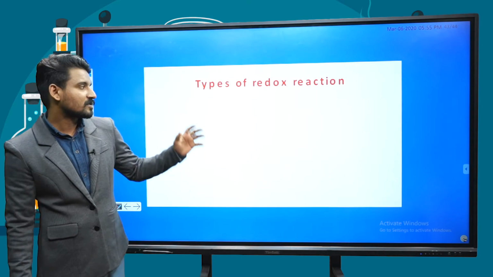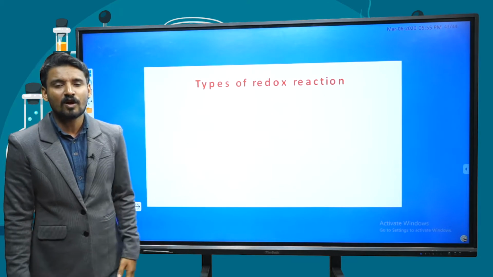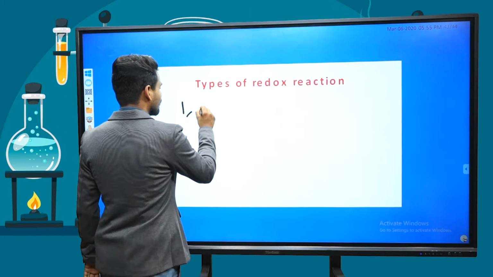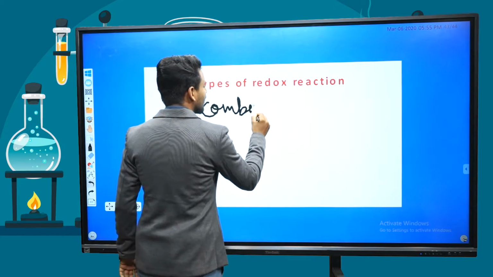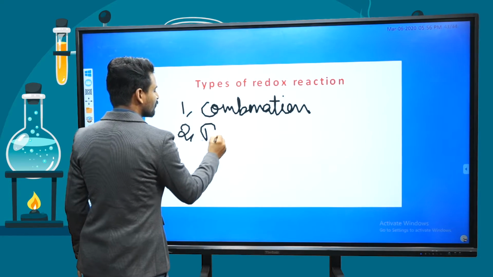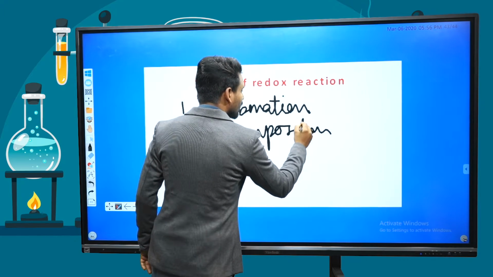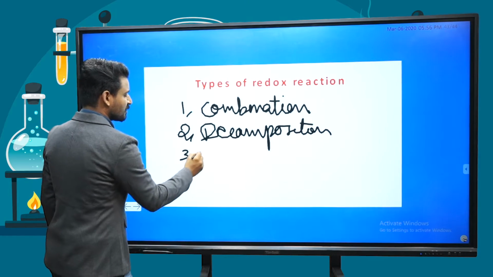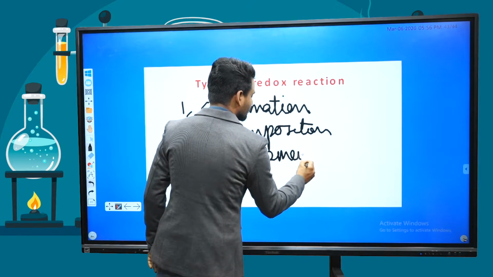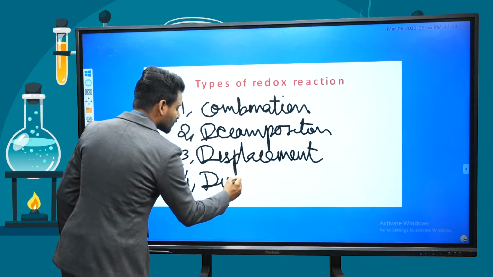Let us move on to some different types of redox reaction. Let us move on to types of redox reaction. There are different types of redox reactions. The first one is combination reaction. Next one, decomposition reaction. The next type of redox reaction is displacement reaction. The next type is disproportionation reaction.